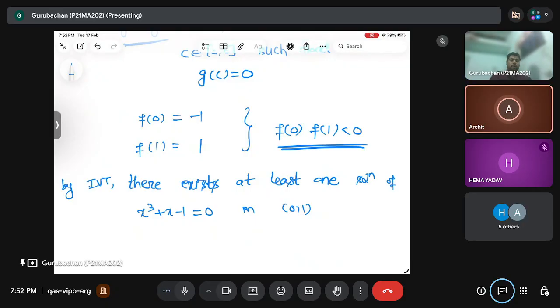Sir, if f of a is negative and f of b is positive, then can we say that there will be an odd number of roots between a and b? Odd number of roots? What do you mean by that? 2 or 3 roots, 5 roots, like that? Yes, sir. 1 root, 3 roots, 5 roots. Meaning, there cannot be an even number of roots.